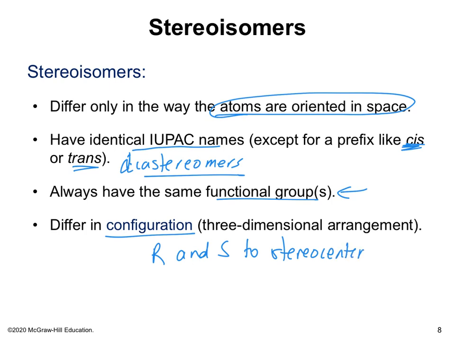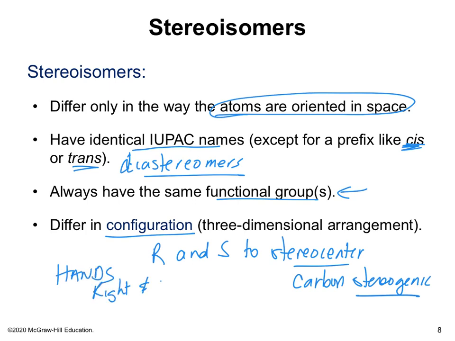Now, the stereocenter is a carbon that is stereogenic. So this is the nomenclature for the carbons that are oriented differently in space. An example that we're going to talk about is your hands. So you know you have a right hand and you have a left hand. And did you know your hands are enantiomers? They're enantiomers of each other.